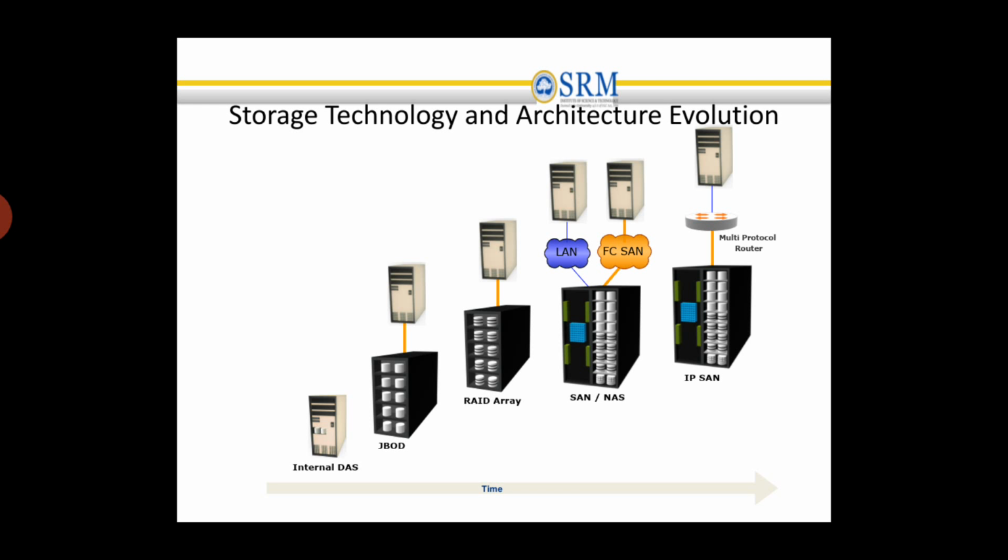The next level is called SAN or NAS, storage area networking or network attached storage. It can be connected to your systems through LAN or FC SAN. FC SAN is fiber channel storage area networking, just for faster communication. You can go with the FC SAN. And finally, you have the option IP SAN, that is storage area networking over internet protocol. By using IP, you are going to use the SAN device. Here you can have the option of a multi-protocol router, and through that you are able to connect it to your system.